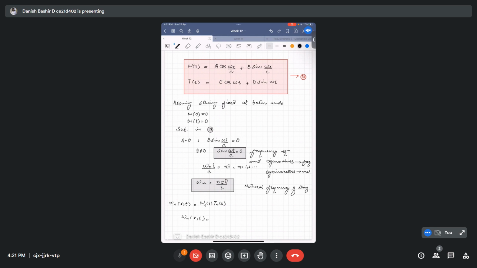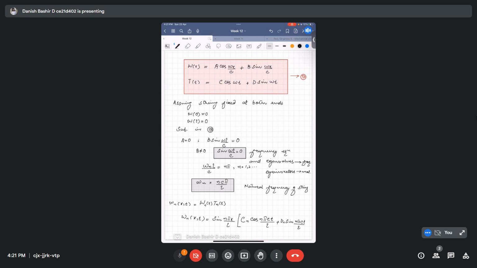w of n x comma t will be equal to sin n pi x by l, because a is equal to 0, I already proved that. And for the nth mode along t, we can write Cn cos n pi C t by L, plus dn sin n pi C t by L.